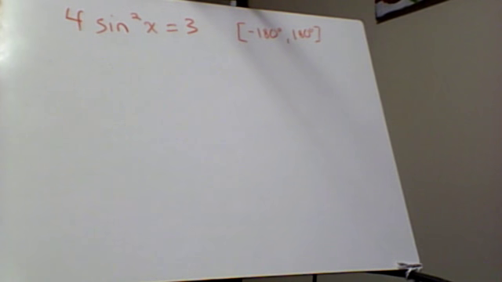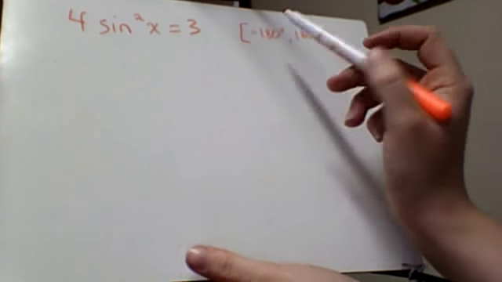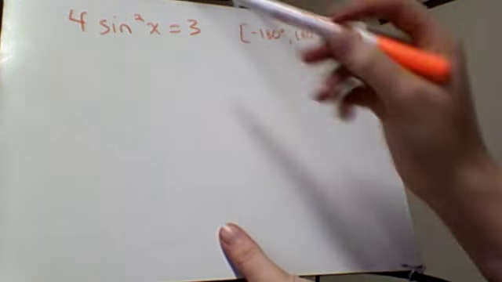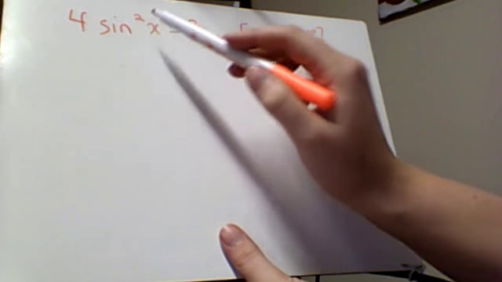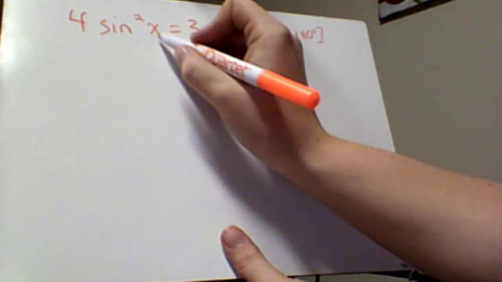Hello. We are trying to solve this problem from section 14-9. We're trying to solve for all values of x on the interval from -180 to 180 such that 4 times sine squared of x is equal to 3. Our first goal is to isolate the variable. We're trying to get x all by itself. So I'm going to divide both sides by 4.